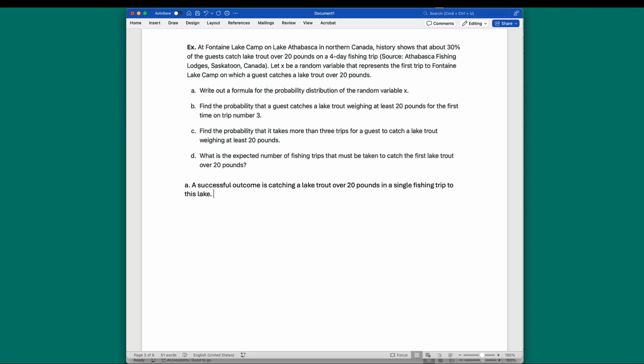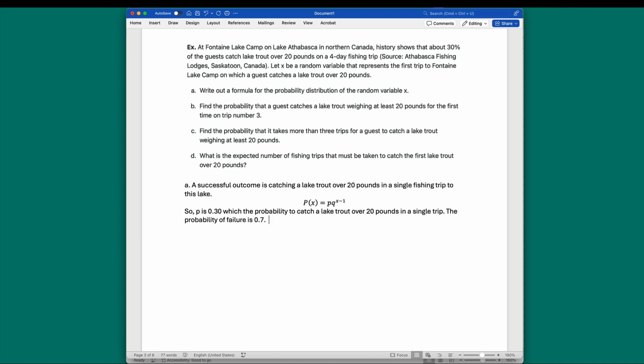We need to identify a successful outcome, which is catching a lake trout over 20 pounds in a single fishing trip to this lake. And so we need to identify what the probability of P is and Q is, since a geometric probability distribution is given to us by the formula P of X equals P times Q to the X minus 1 power.